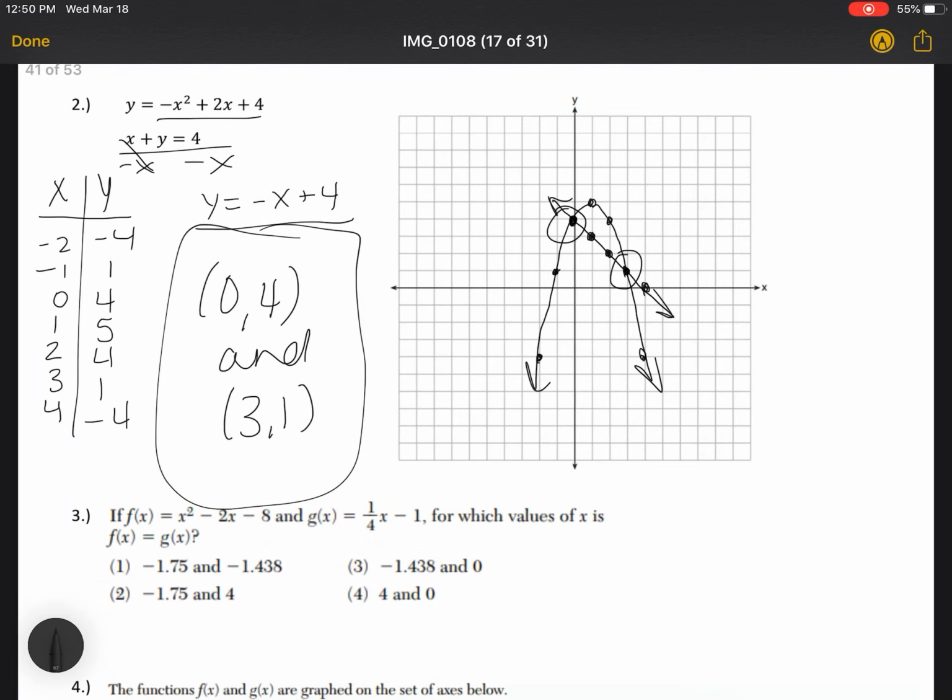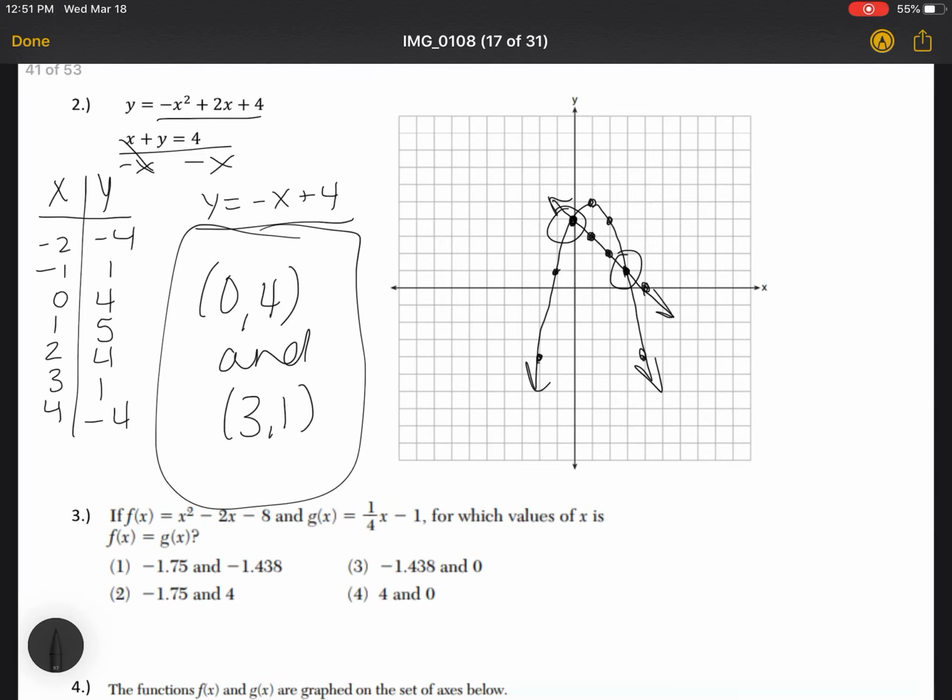Okay, for number 3, if f of x equals x squared minus 2x minus 8 and g of x is 1/4 x minus 1, for which value of x is f of x equal to g of x? So this is asking, where do these two graphs cross? One is going to be a parabola, one's going to be a line.